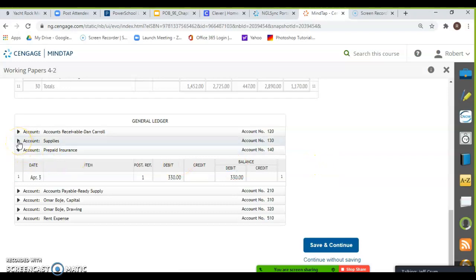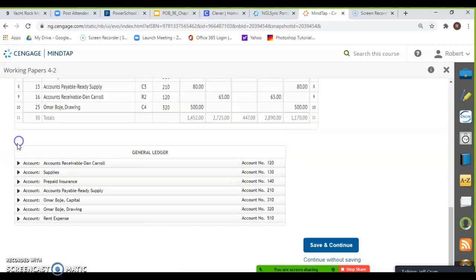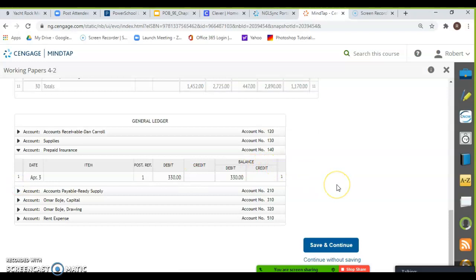Let's go back to supplies. Right. So I had that debit entry. So now we have to update the balance for supplies. So the new balance for supplies is $160. We got supplies, insurance.